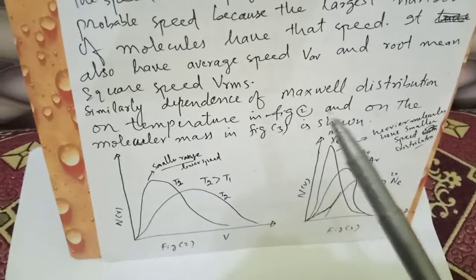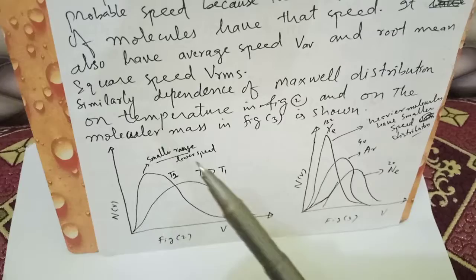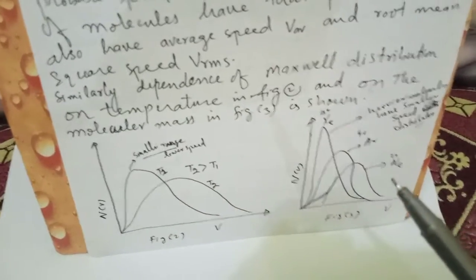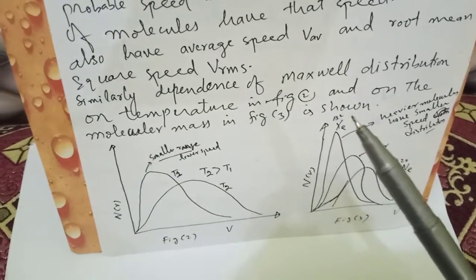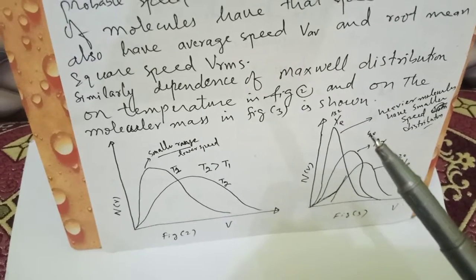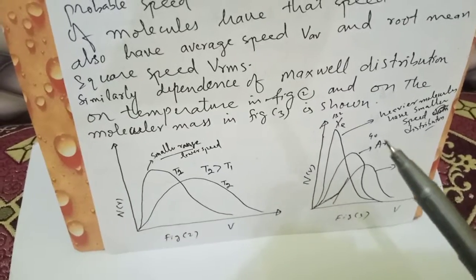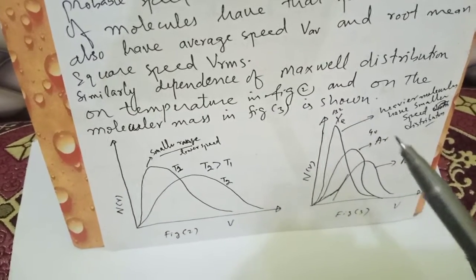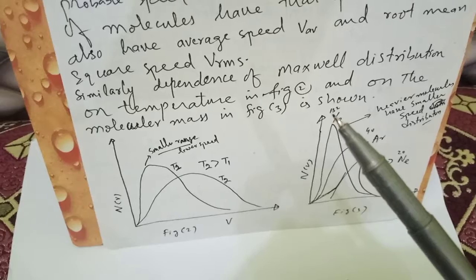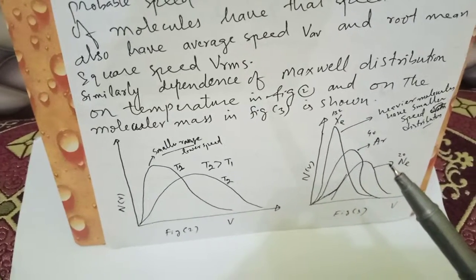This is another graph which shows the dependence of the Maxwell distribution on molecular mass. This is xenon, which has molecular mass 132. This is argon, which has molecular mass 40. This is neon, which has molecular mass 20. If you look at this, this one is heavy, this is heavier, this is middle mass, and that is the smallest mass.